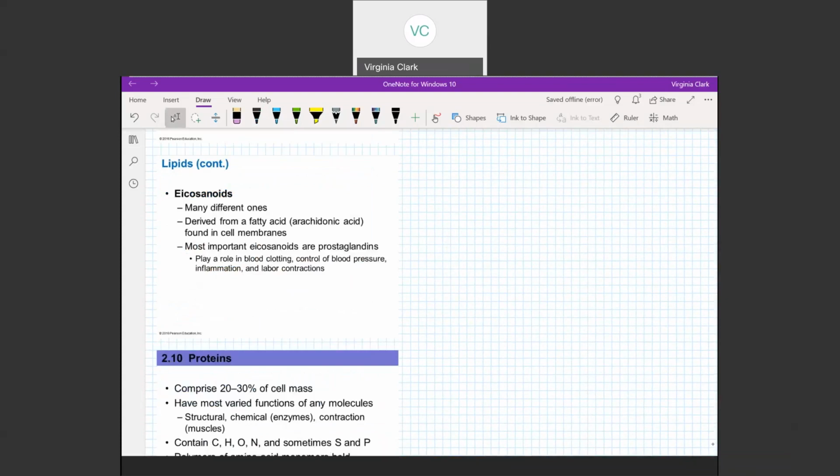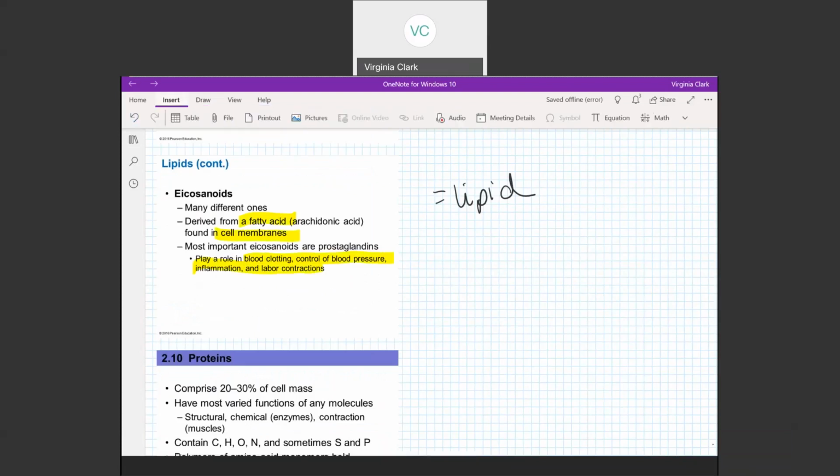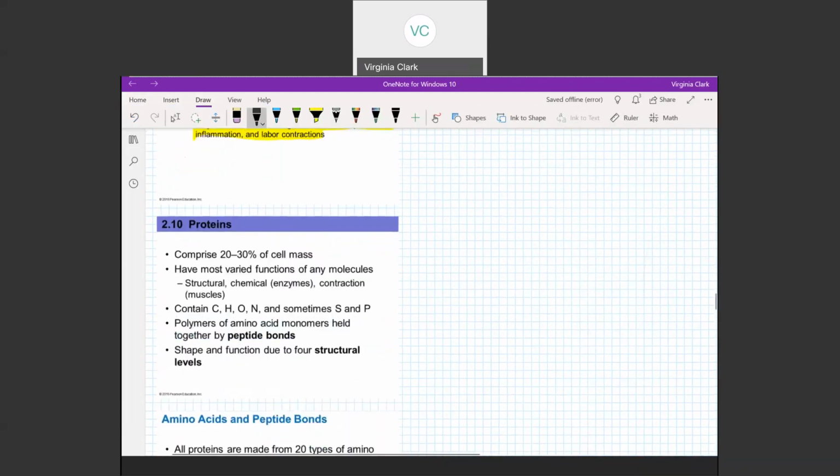And eicosanoids, we're not going to spend a lot of time on them, but I just want you to know the name. It does fall into a lipid category. So there's a bunch of different kinds. It is a derivative of a fatty acid. It is also found in cell membranes. And when you get to blood pressure and all that, it'll come up again, but then also in inflammation and labor contractions. So we're not going to look at that one, but you do need to know where that one lives.